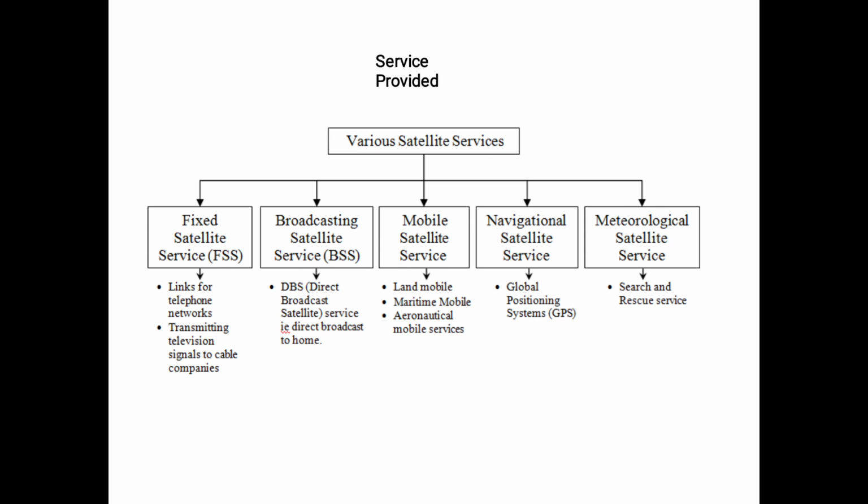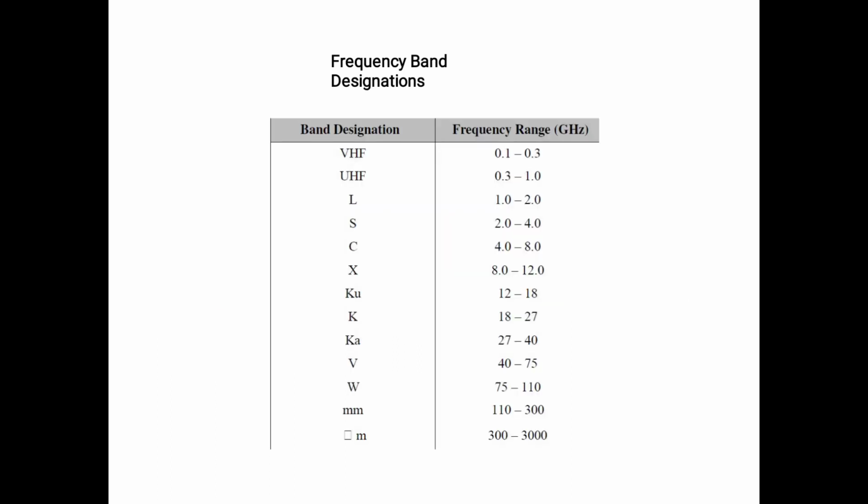Service providers, various satellite services. Fixed satellite service: here we are using the link for telephone networks and transmitting television signals to cable companies. Broadcasting satellite service, DBS, direct broadcast satellite service, is direct broadcast to home. Mobile satellite service: land mobile, maritime mobile, aeronautical mobile service. Navigation satellite service: Global Positioning System, GPS. Meteorological satellite service, search and rescue service.